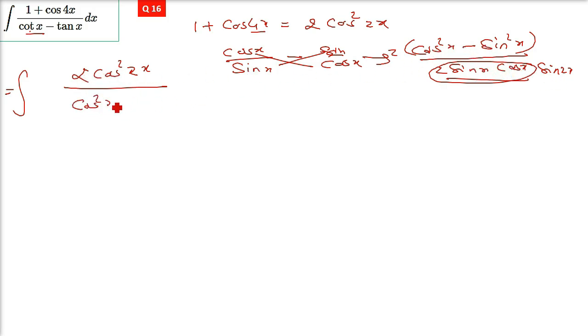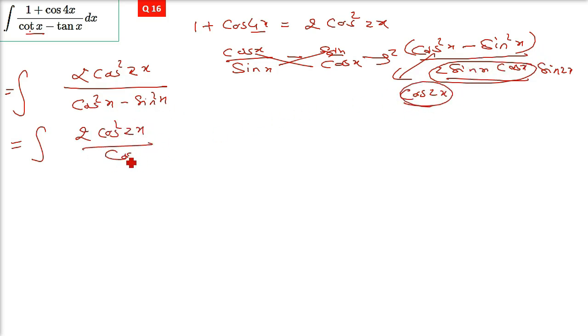You'll just see. Cos square x minus sin square x is already cos 2x. So this is a predefined formula. We have already done that in our trigonometry classes. It will be cos square x minus sin square x is cos 2x. So this 2 cos square 2x, this goes up, cos 2x again goes up. This goes in the denominator. And this 2 sin x cos x, which was sin 2x, it goes into the numerator. So we have this one.